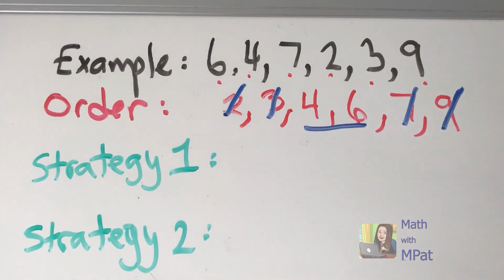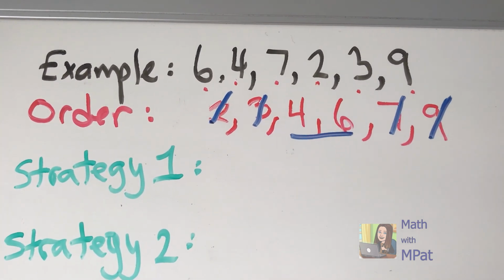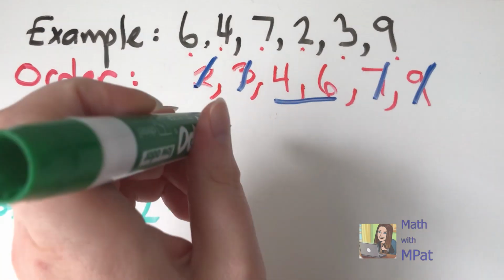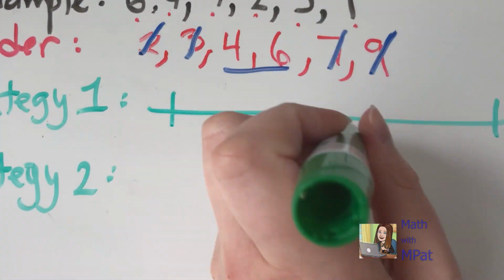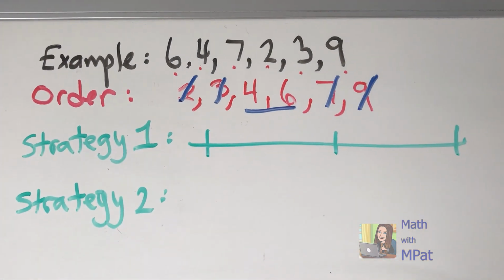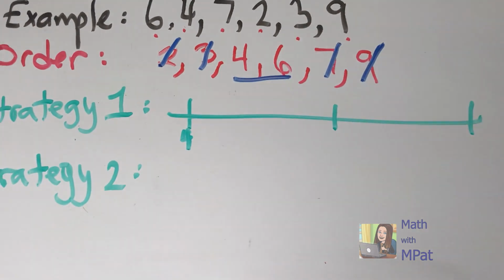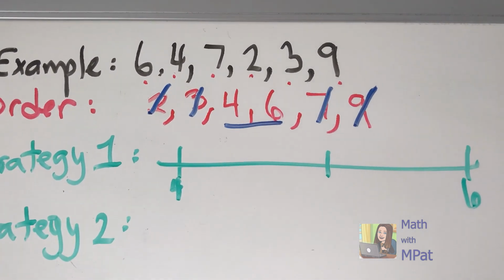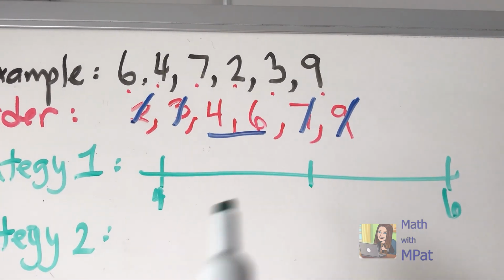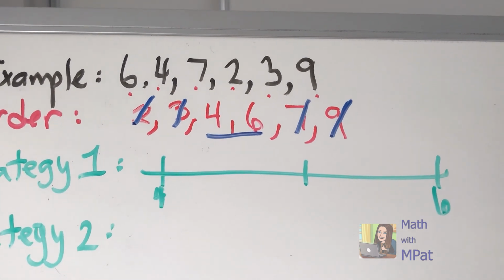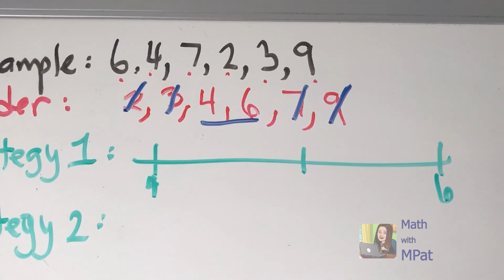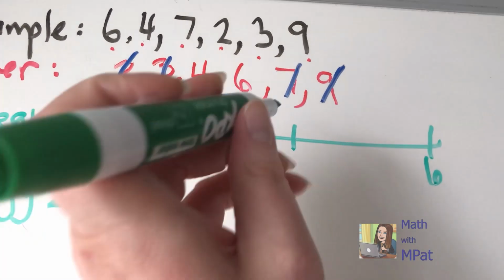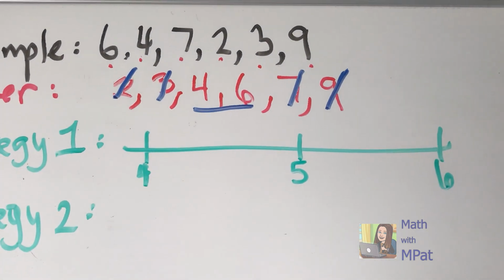I can't take the comma, that's not the middle, but I need to find the number that comes between 4 and 6. One strategy to do this is a number line. I'm going to put 4 over here and 6 over here. And I am going to find out what is in the middle of those 2 numbers. Well, they're whole numbers, so I can just count up. I count 1, 2, 3, 4, 5, 6. Well, 5 is in the middle of 4 and 6.